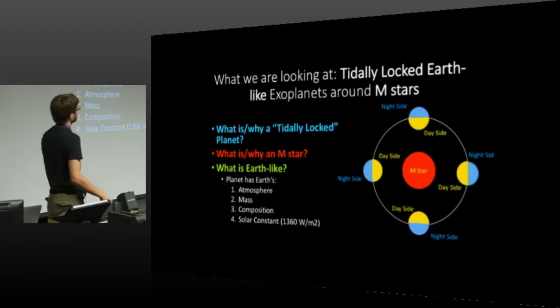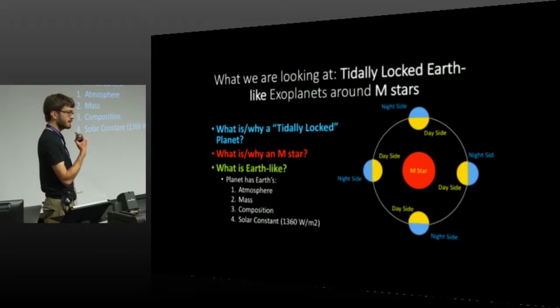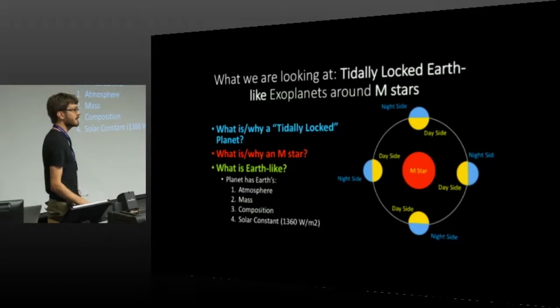So taken together, tidally locked planets and M-stars, these types of planets are fairly common relative to others, at least among the terrestrial type planets in our galaxy. And those are ideal candidates for studying habitability simply because they're fairly common and because a lot of studies give evidence that they might be common in general.